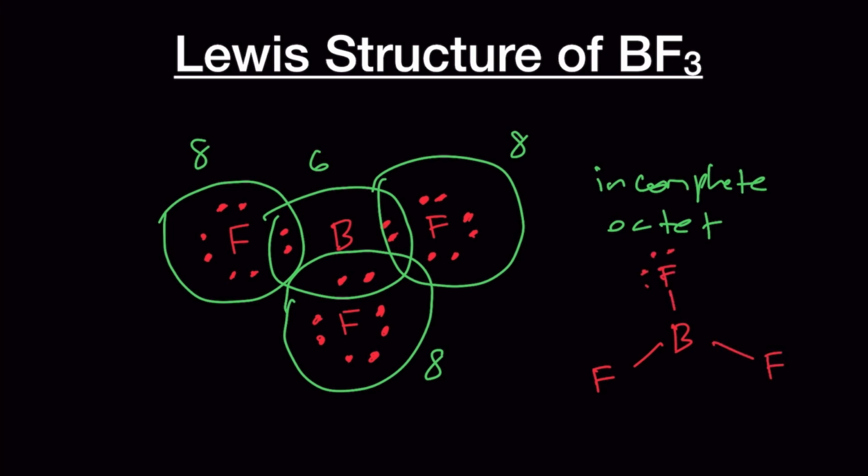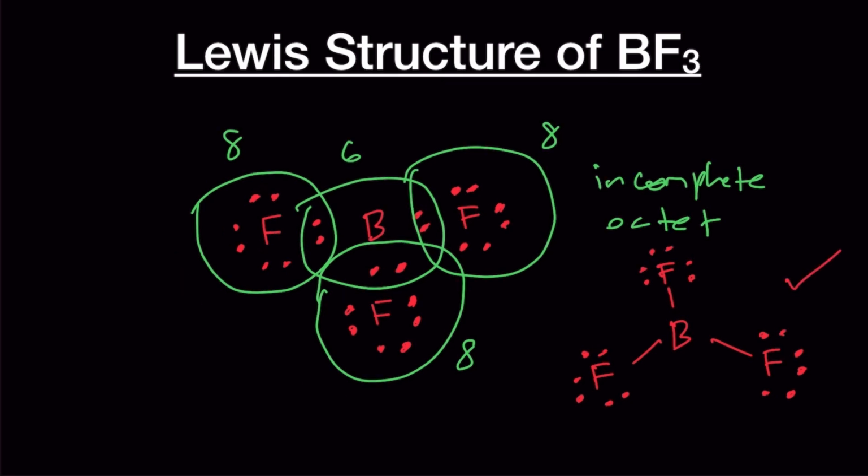Now this is the best resonance structure for BF3 because if we try to bring one lone pair to the bond pair, then fluorine atom will have a positive formal charge and the boron atom will have a negative formal charge. For this reason, this is the best Lewis structure for BF3.